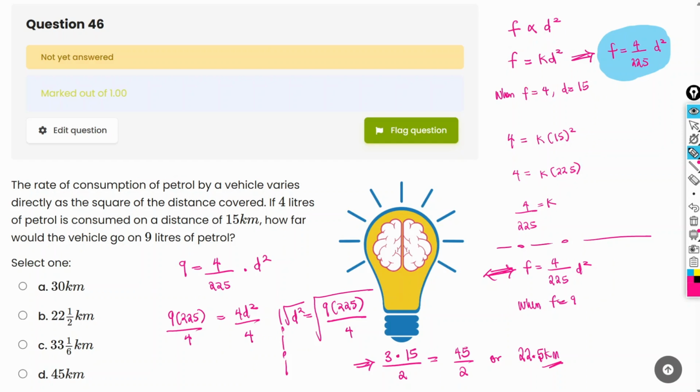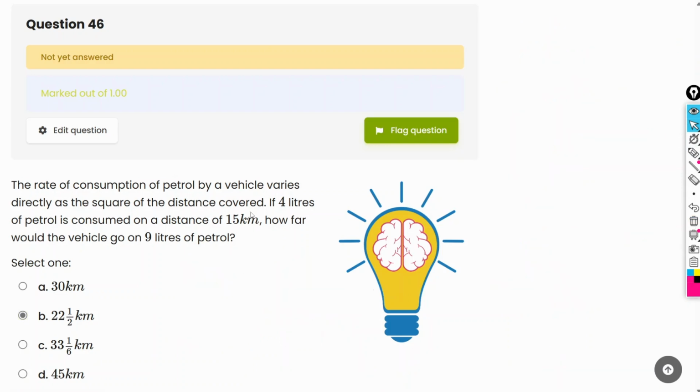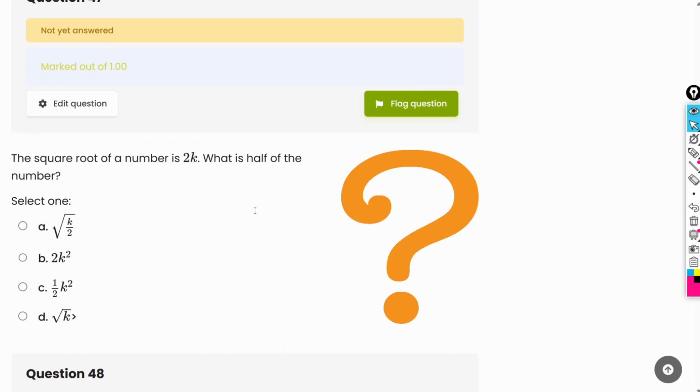So 22.5 kilometers, that's option B. So 9 liters of petrol would take you for 22.5 kilometers. All right, that's for 46.